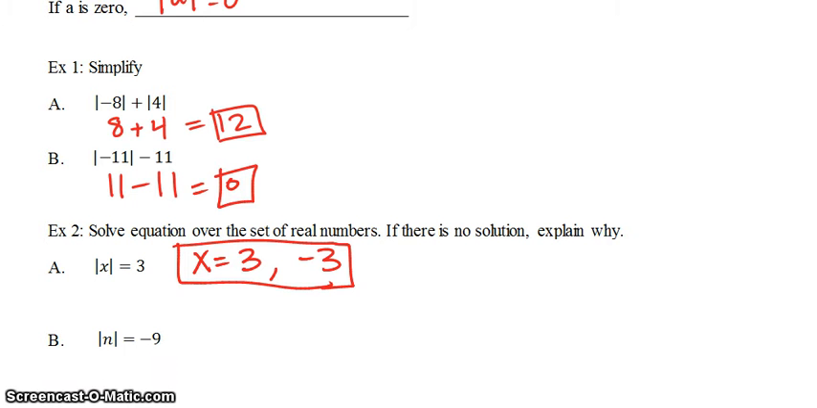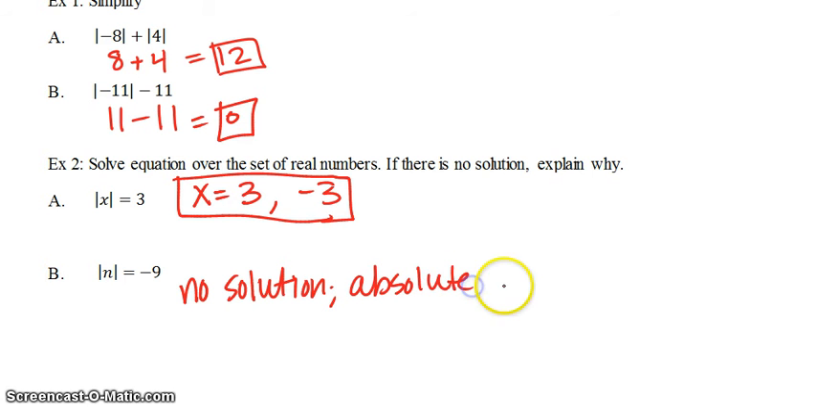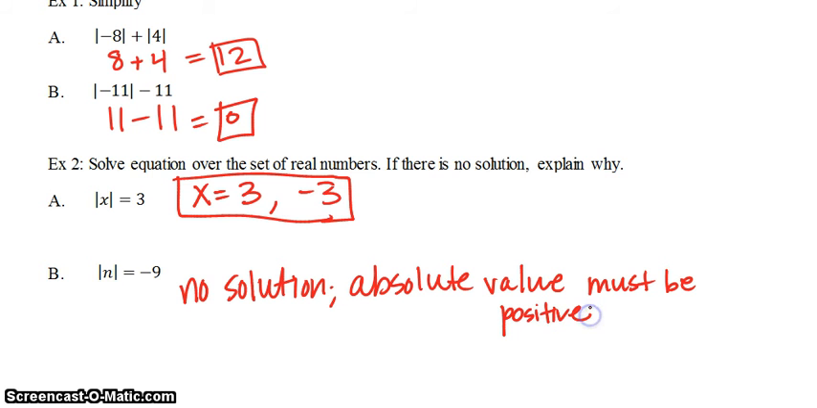And for the last one, the absolute value of n equals negative 9. Well, I know that that is no solution. Why? I have to explain why. Because the absolute value must be positive. It has to be positive, so therefore you cannot take the absolute value of a number and have it end up with a negative answer. Not possible. It'll always be a positive number. So there you have it.